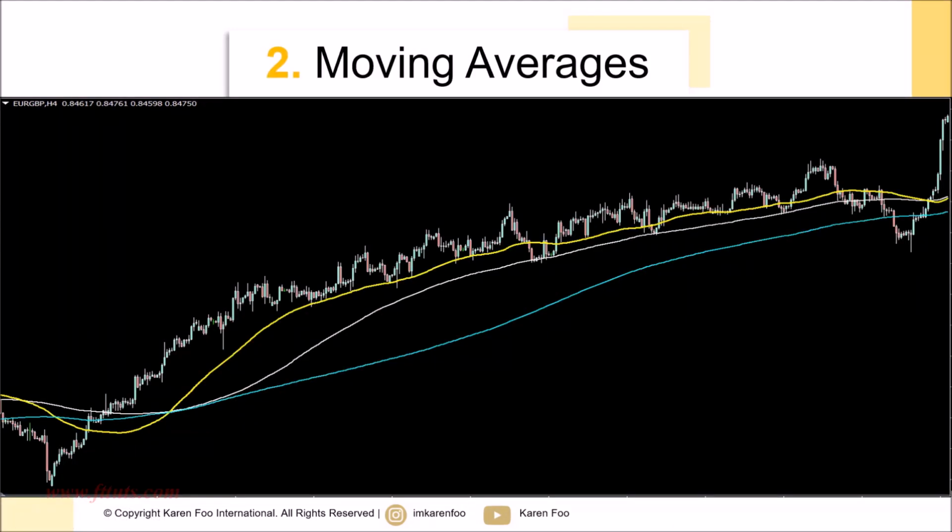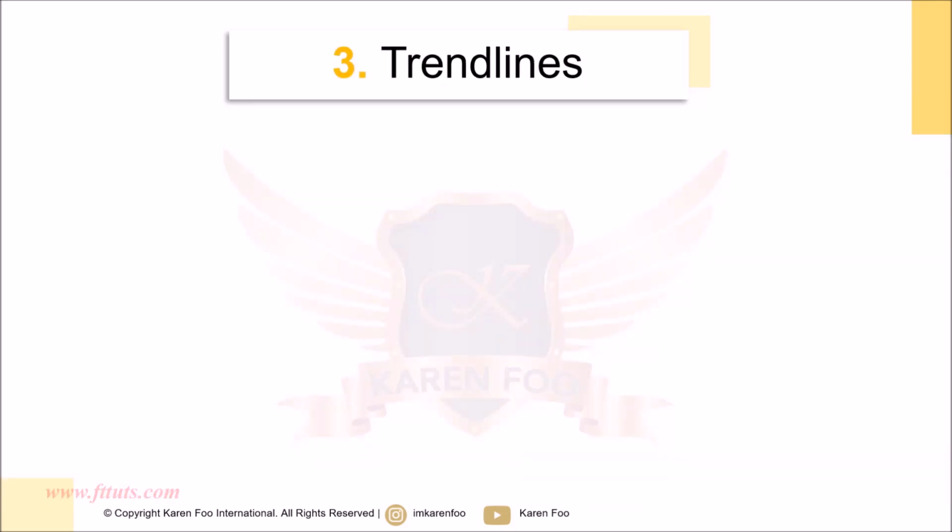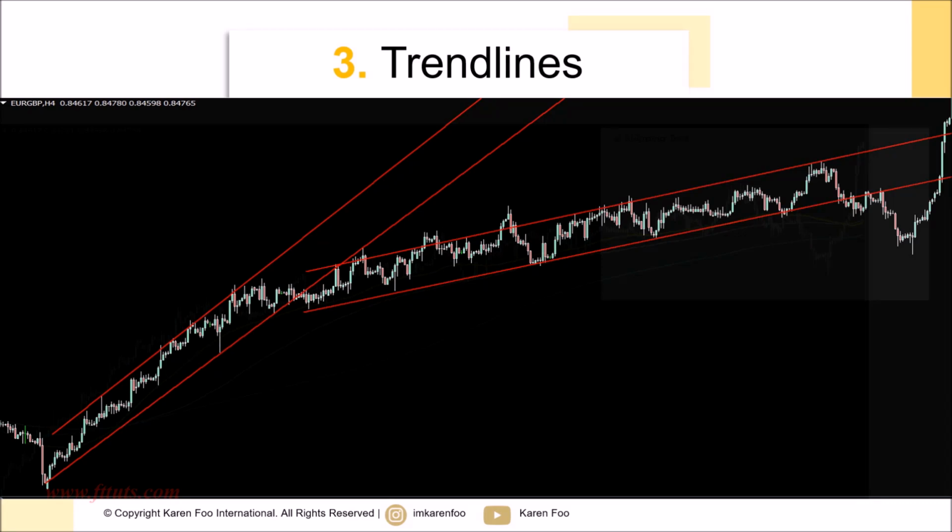Second way you can do that is through moving averages. This one I've already explained in detail in the moving average lesson. And then the third way you can do that is through trend lines. It's also considered a dynamic support resistance because it is always changing when the price action changes.